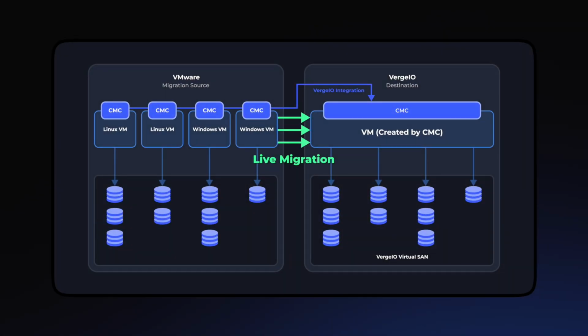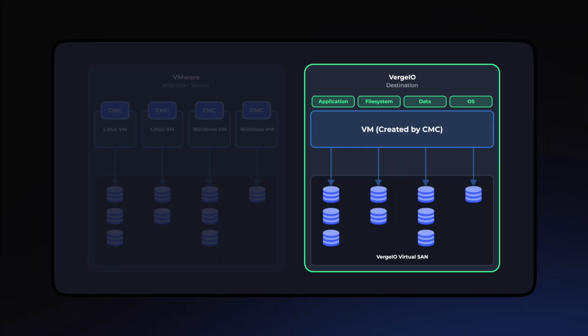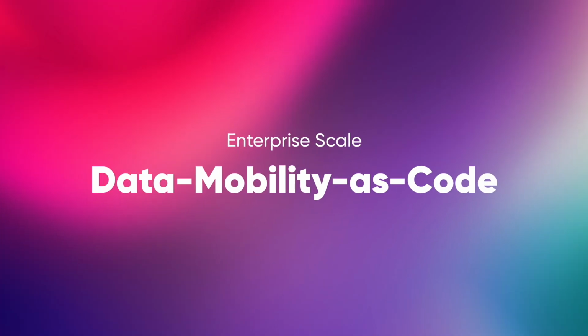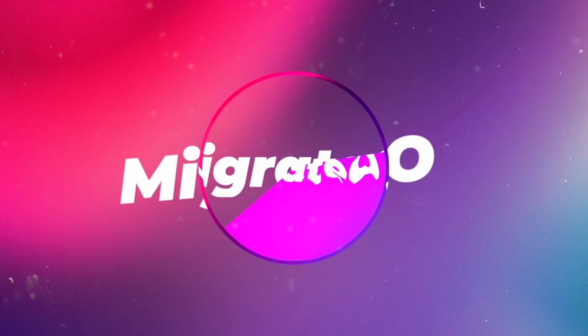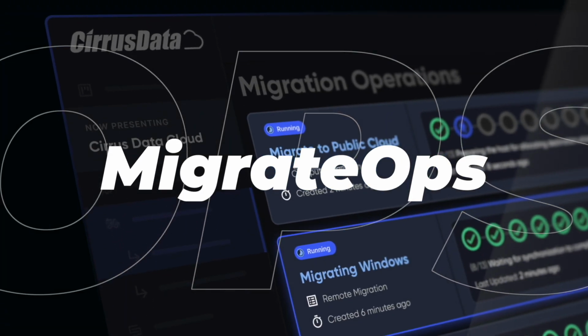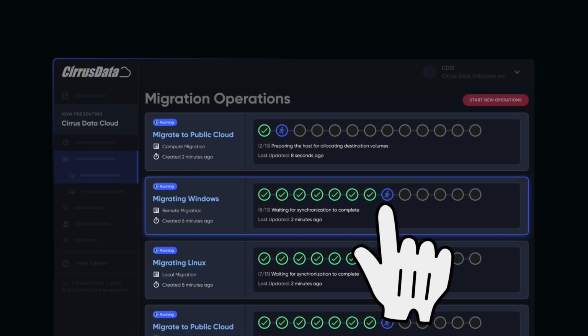When you are ready to cut over, since CMC has already kept your data synchronized on VergeIO, all we need is to shut down the source and power up the VM in VergeIO. And with Cirrus Data's purpose-built data mobility as code automation platform, MigrateOps, you can now set up your operation and complete all these tasks with just one click.